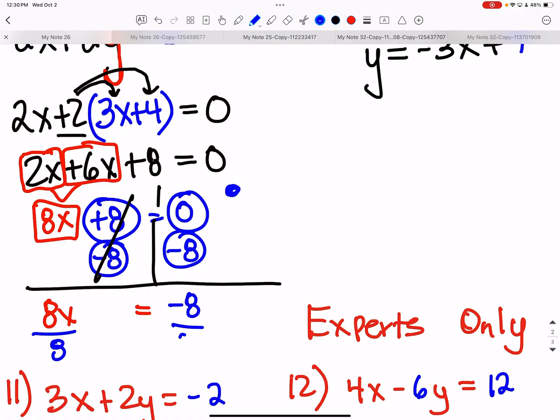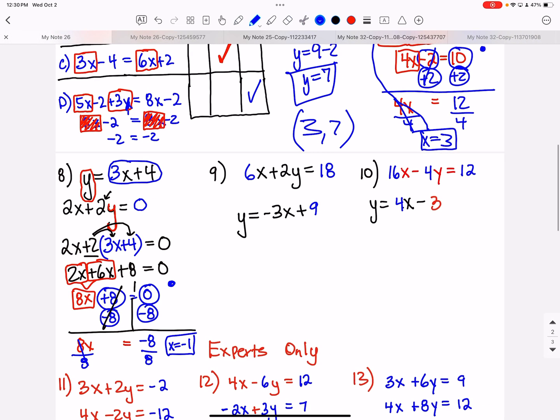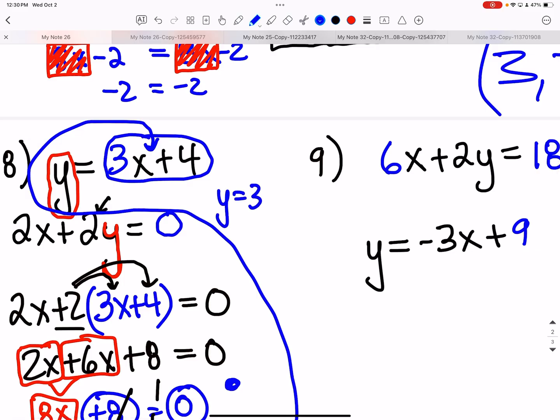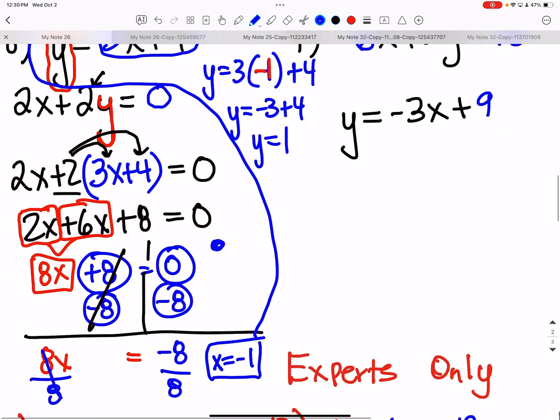Divide by 8, divide by 8, and x equals negative 1. All right, x equals negative 1. Let's come back to here. X is negative 1. Y equals 3 times x's are negative 1's, right? We know x's are negative 1's, plus 4. Y equals 3 times negative 1 is negative 3, plus 4. Y equals positive 1. Positive beats the negative by 1 there. So negative 1 for x, positive 1 for y.